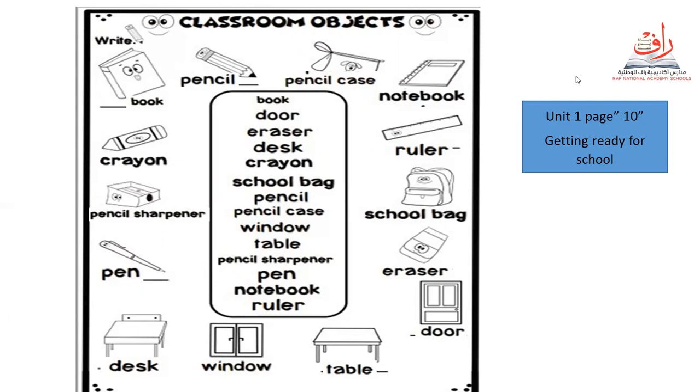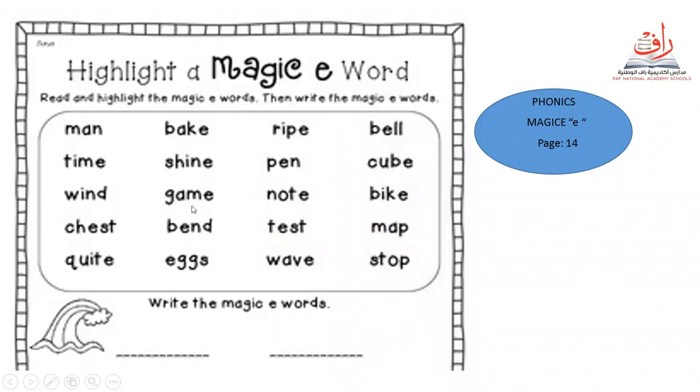Okay, let's go to the last pictures, last page on the booklet for the unit one. Phonics Magic E, page 14. This is the last page on unit one. Okay, we want to highlight a magic E word. Highlight it, okay? Read and highlight the magic E word, then write the magic E down, okay? I'm going to write not all the words here, just maybe the words that have a magic E word, okay?